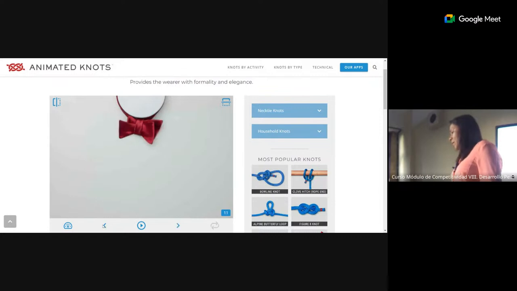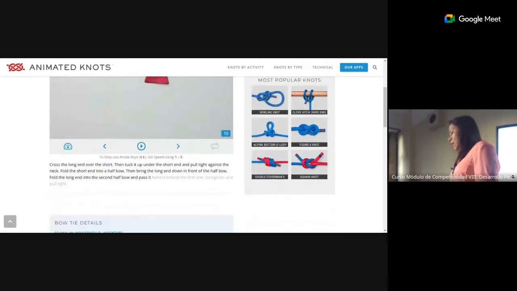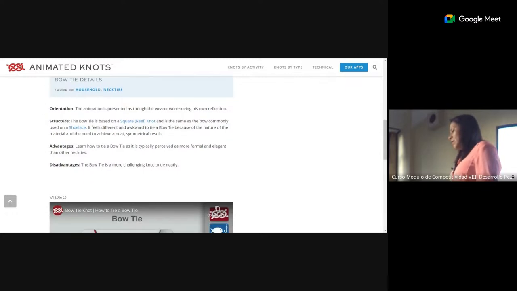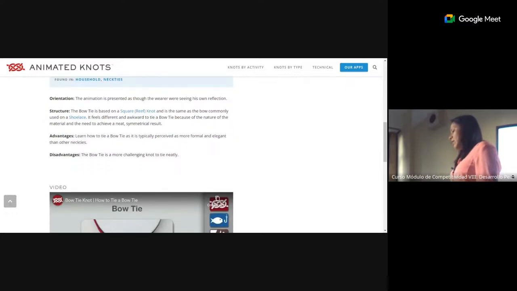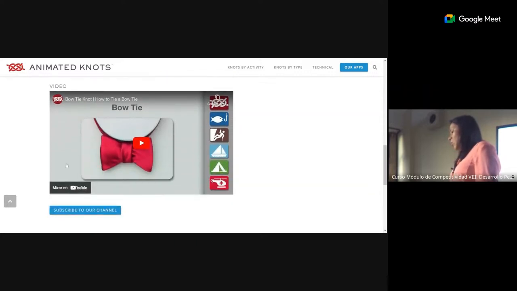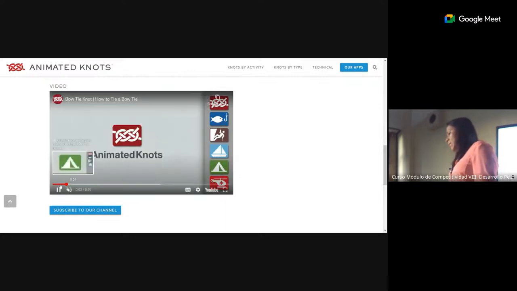But now, probably you have seen there are pants, they are called paper bag pants, I guess, and those blouses, where you have to know how to make this type of knots, right? So those are really, really useful. And then you look so pretty with this. So about the tie details, they give you the orientation and the structure. They also give you the advantages and disadvantages. And at the end, you're going to find a short video. So let's watch. This is a pretty short video. Yes, they tell us step by step.